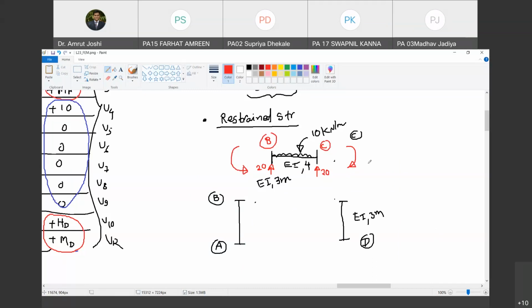Right. So we know that when a beam has fixed ends, the beam is a fixed beam and loaded by UDL over the entire length, the fixed end moments are WL square by 12. Do you agree with me? Yes, sir. So it is 10 multiplied by 4 square by 12. Can you tell me how much is that?